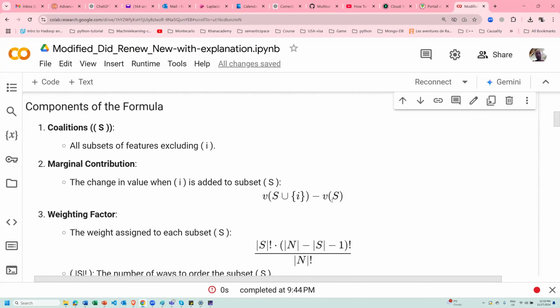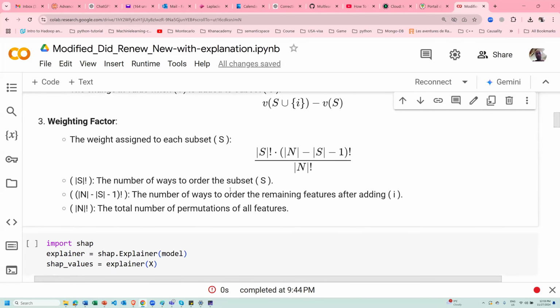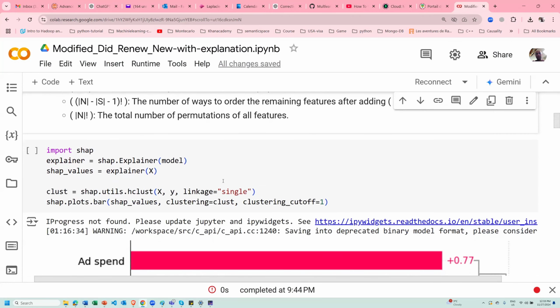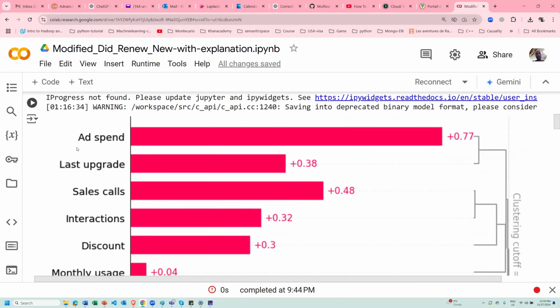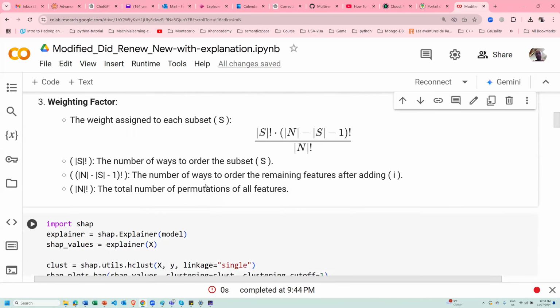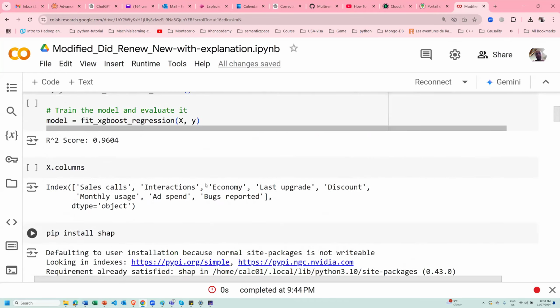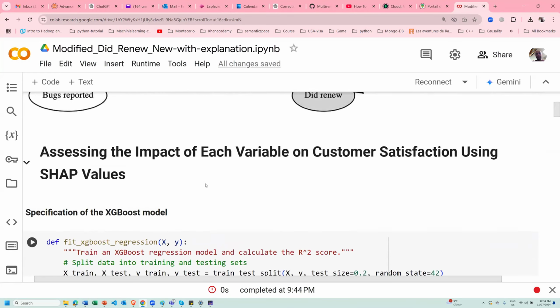I'll let you look at these later on when you have time. When we are using Shapley, it says that ad spend is the most influential element with the XGBoost, and then it put last upgrade as the second element. Let me just go up there and show you in the real data set.